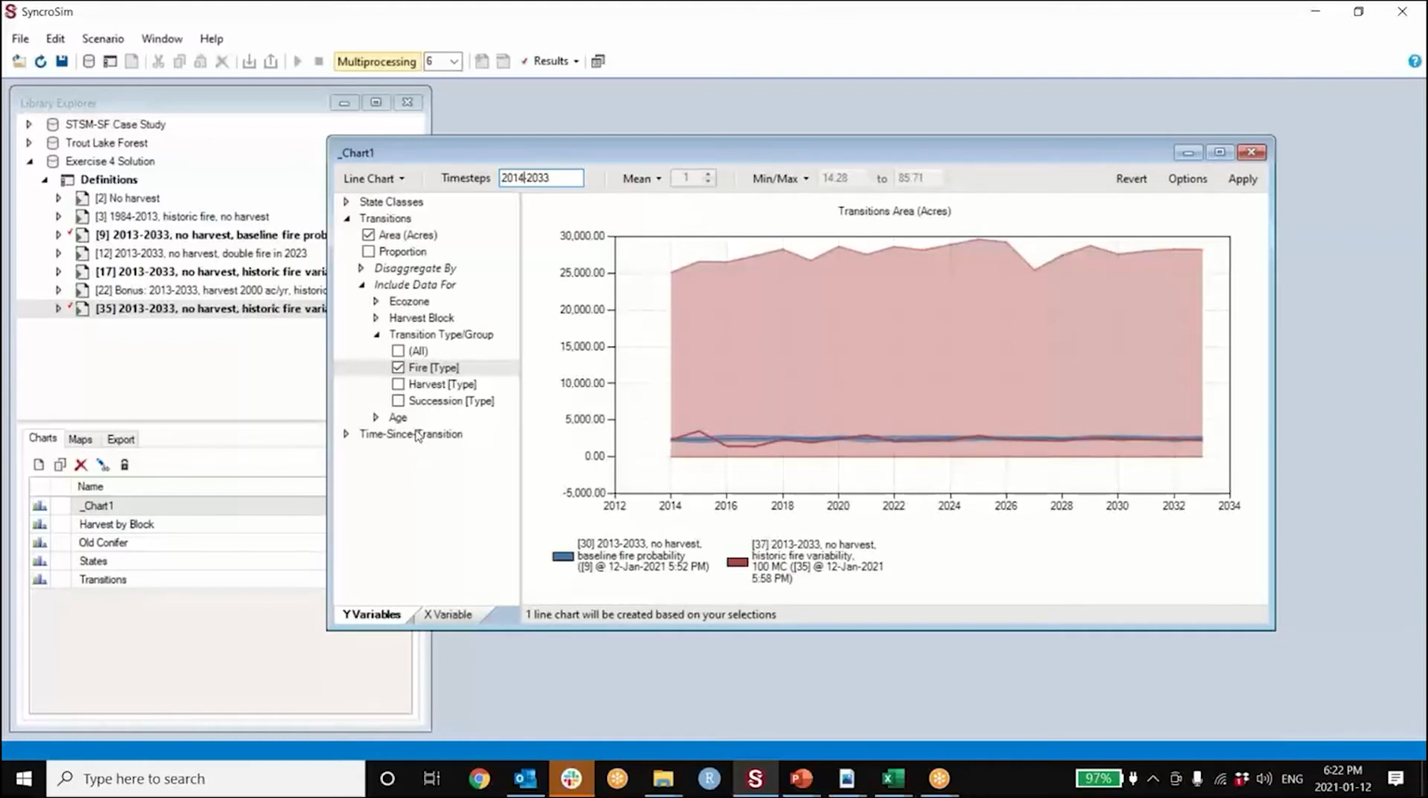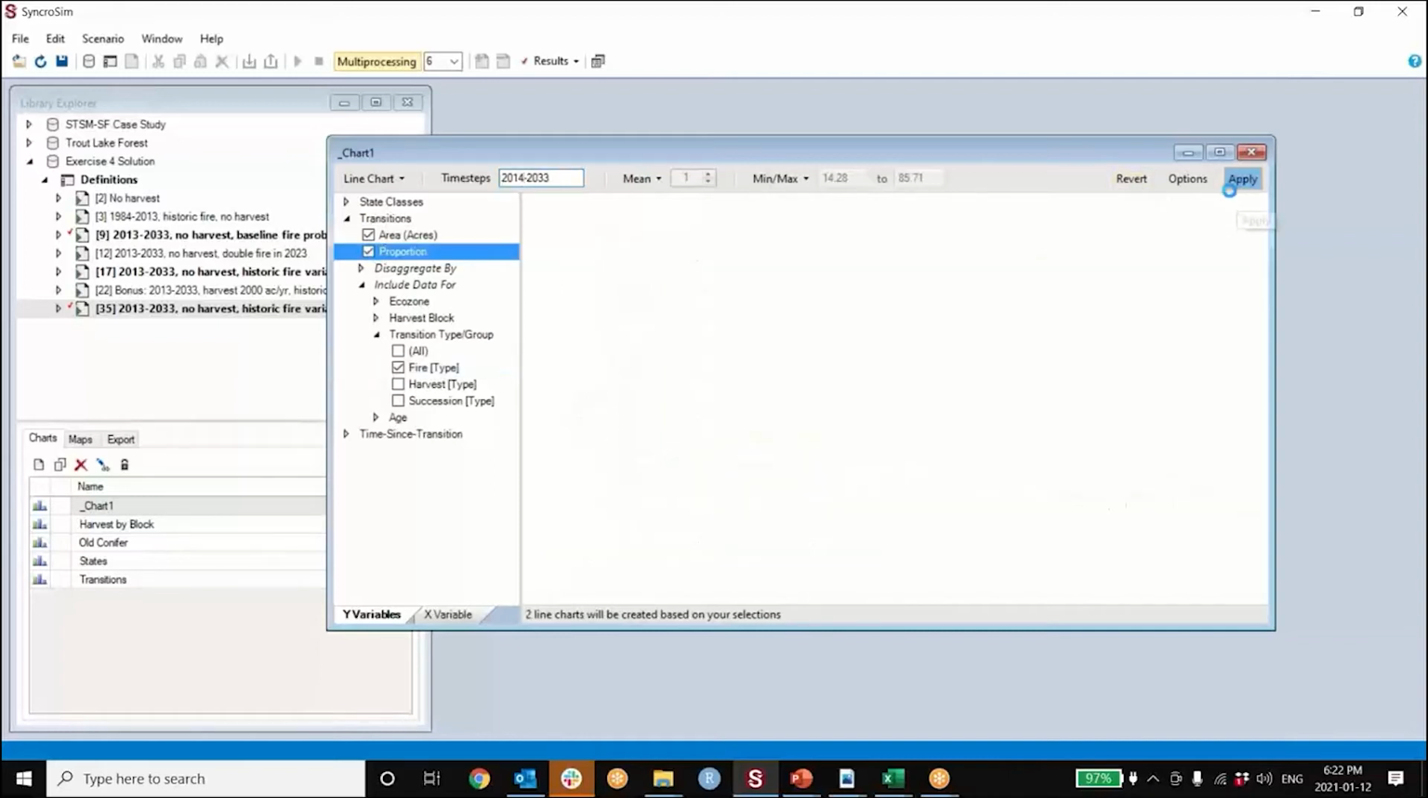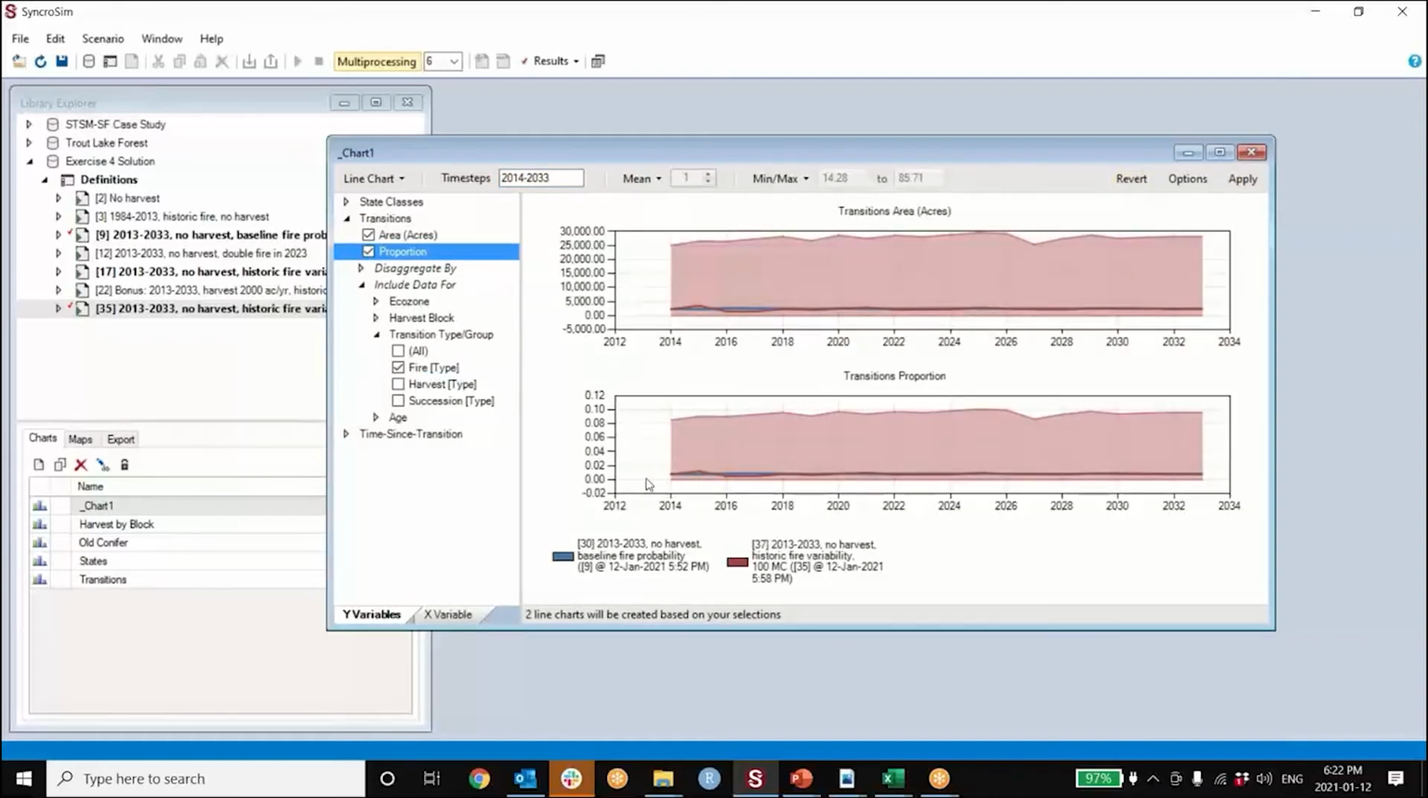What was the other thing I was thinking of? Can't remember. Oh, proportion. We can also look at this as a proportion of the landscape, and we can see that we're on average burning about 1% of our landscape. But in any one year, it can be as high as 10% and as much as 0, obviously. So we brought in that variability.